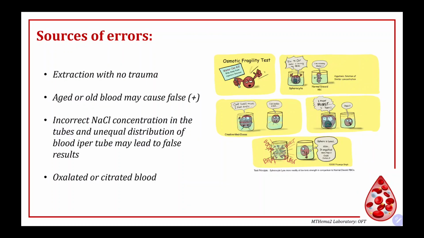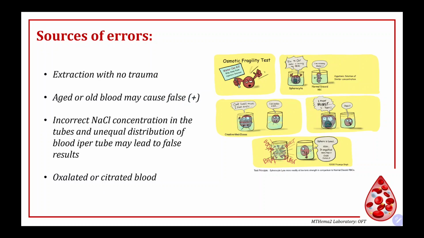Now, your osmotic fragility test is not a specific test for hereditary spherocytosis. It may only be used as a screening or presumptive test in determining certain conditions. And aside from it not being a sensitive test, your OFT is also time consuming and may lead to several errors. One, it requires a fresh heparinized blood specimen collected without trauma to avoid hemolysis. Two, aged or old blood may cause false positive results.